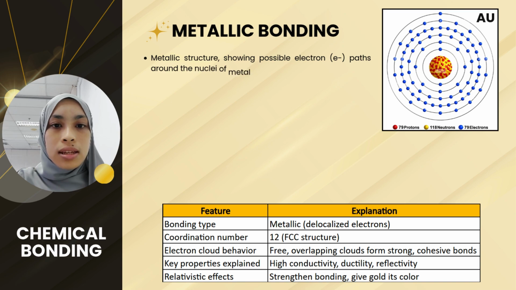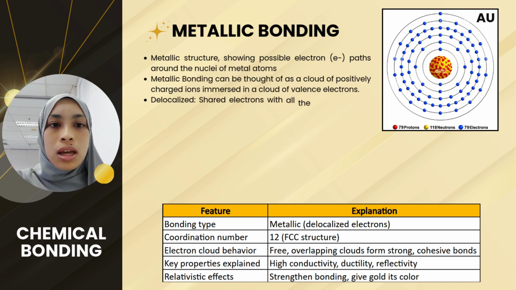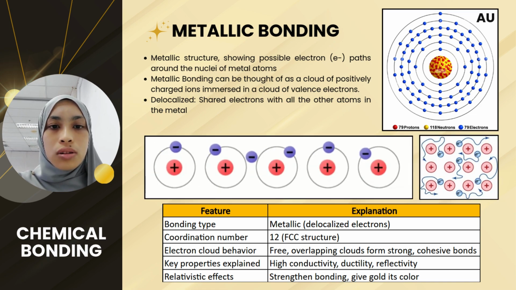Now, let's look at the nature of metallic bonding in gold for chemical bonding. Gold exhibits metallic bonding. This is a type of bonding where valence electrons, especially from the s orbital, are not bound to any single atom. Instead, they are delocalized and free to move throughout the entire crystal lattice. This creates what we call a sea of electrons or an electron cloud. These clouds surround the positively charged gold ions and hold the structure together through electrostatic attraction.